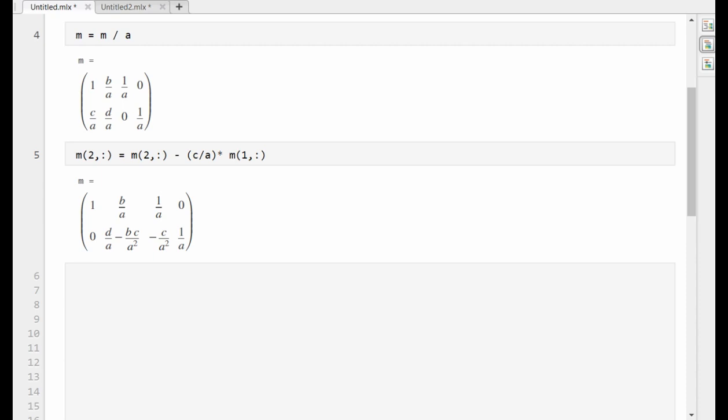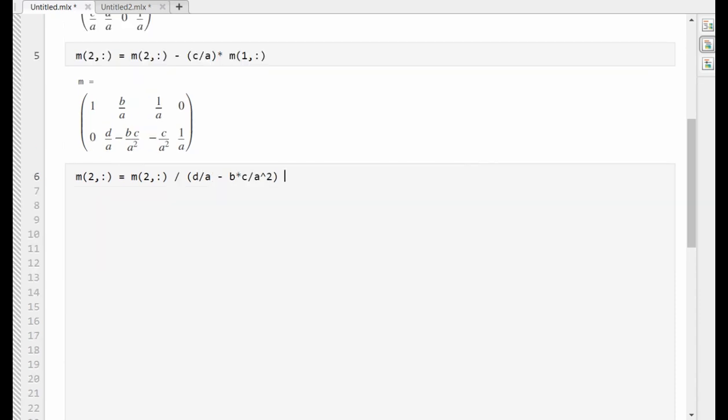That's interesting and helpful. And now I need to get a 1 in this location, which can be done by multiplying through by 1 over what's in the red box. It looks a little bit ugly, but I've put the D over A minus BC over A squared, and I'm just dividing through row 2.